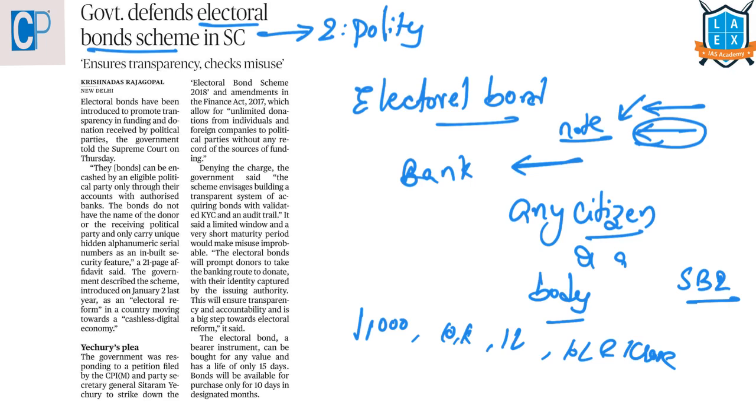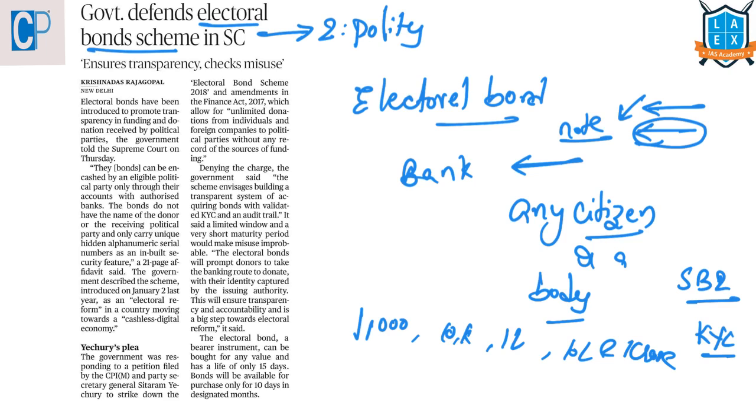A person who is willing to donate can purchase this bond from any specified branch of State Bank of India with a Know Your Customer compliant account, so that donors can donate the bonds to their party of choice, and that party has to encash this bond within 15 days in the party's verified account. So now we have got the crux of this electoral bond scheme.